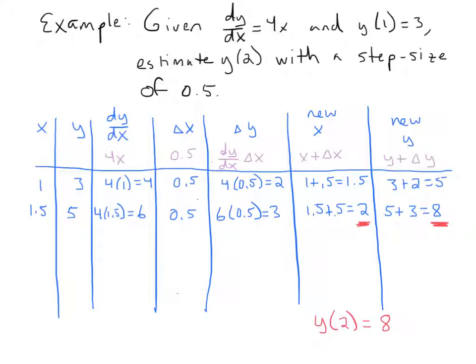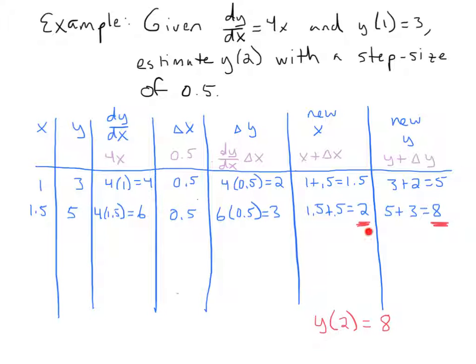So dy dx is still 4 times x, and this time my x is 1.5, because that's what's here. 4 times 1.5 is 6. My delta x is still 0.5, because my step size does not change. And then to find delta y, I do dy dx times delta x, and that gives me 3.